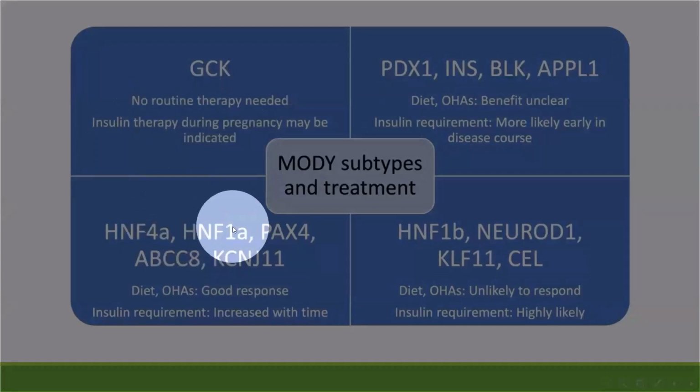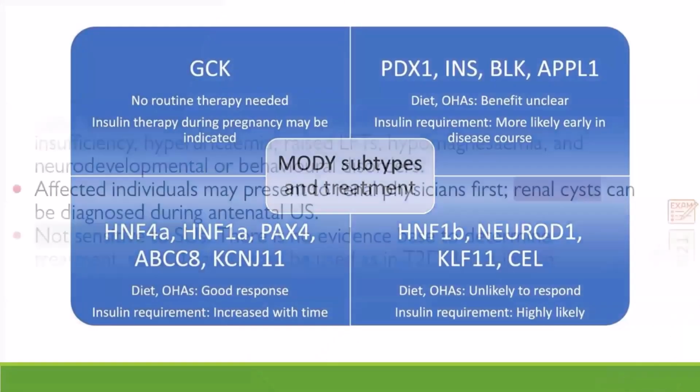HNF4 alpha and HNF1 alpha require sulfonylurea. HNF1 beta and Diamond syndrome usually are unlikely to respond to oral anti-diabetic medication and usually require insulin therapy. And neonatal diabetes usually responds well to glibenclamide as a sulfonylurea.